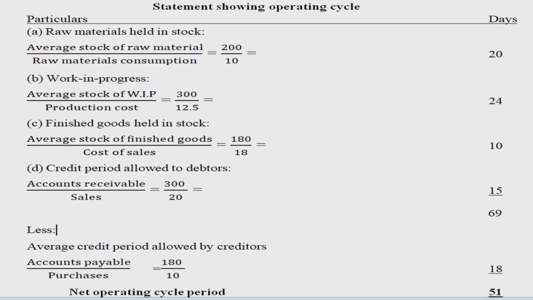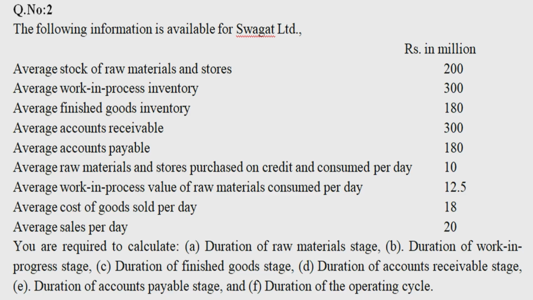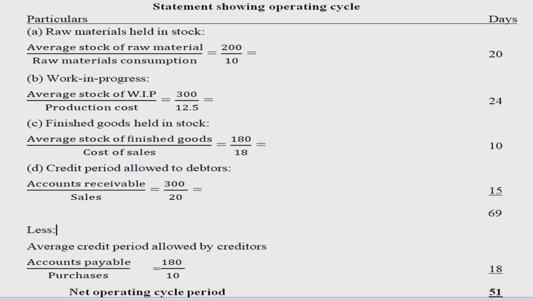Next we have to find out work in progress. Work in progress formula is average stock of work in progress divided by production cost. So average work in progress inventory here given is 300 divided by production cost. Production cost here they have given, average work in progress value of the raw material consumed per day, 12.5. So 300 divided by 12.5 you will get 24 days.